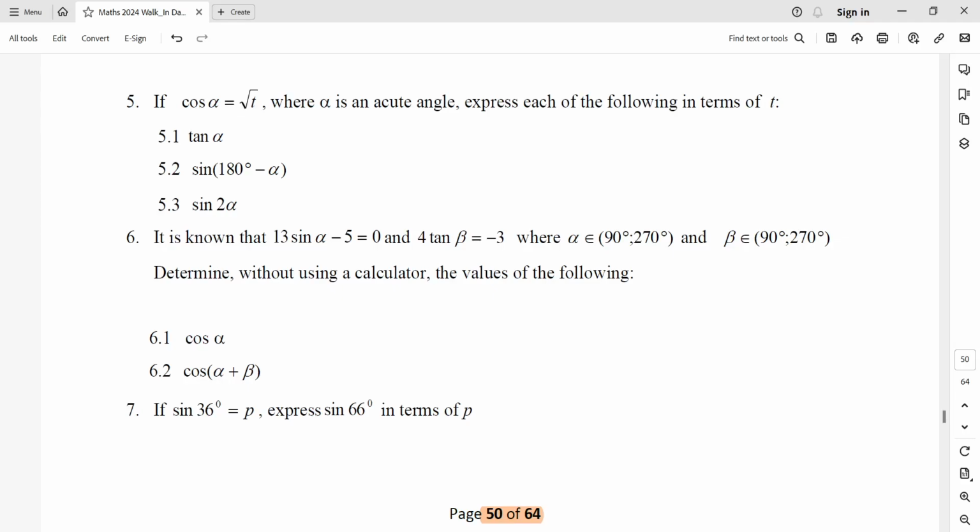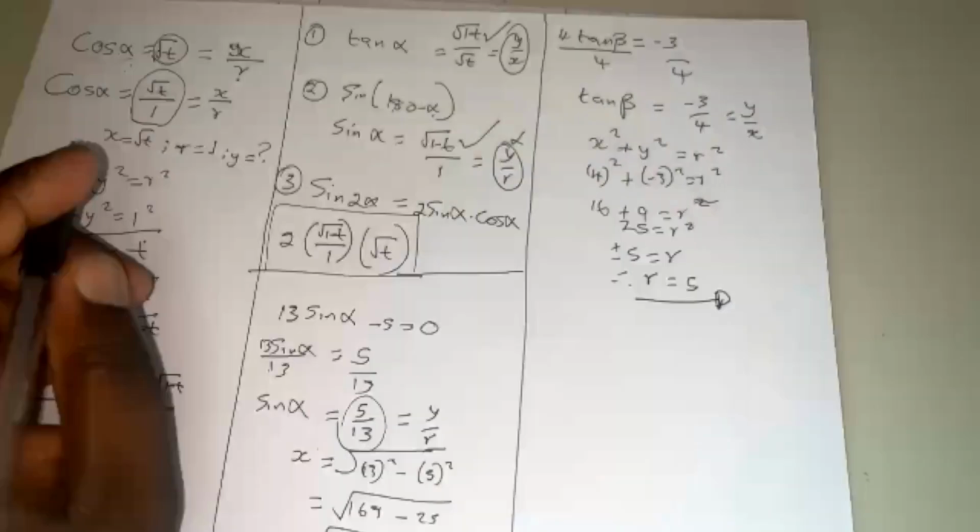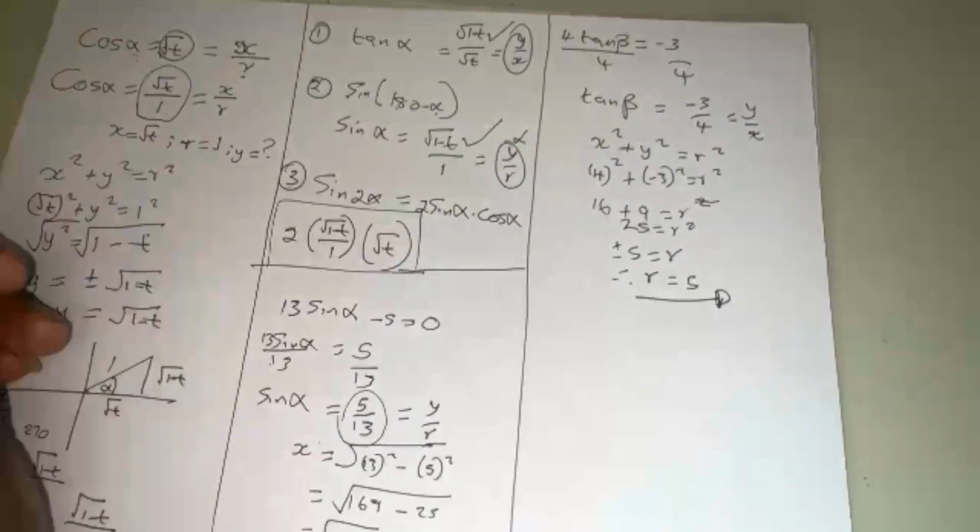So we will use the theorem of Pythagoras again. I'll just shortcut things. The theorem of Pythagoras again will say that we have 4 squared plus minus 3 squared is equal to r squared. So we'll have 16 plus 9 is equal to r squared. So 25 is equal to r squared. So plus or minus 5 is equal to r. Therefore, r is equal to 5 because it's a distance. Since it's a distance, we only take the positive part of it. So here is what I have been saying all along.